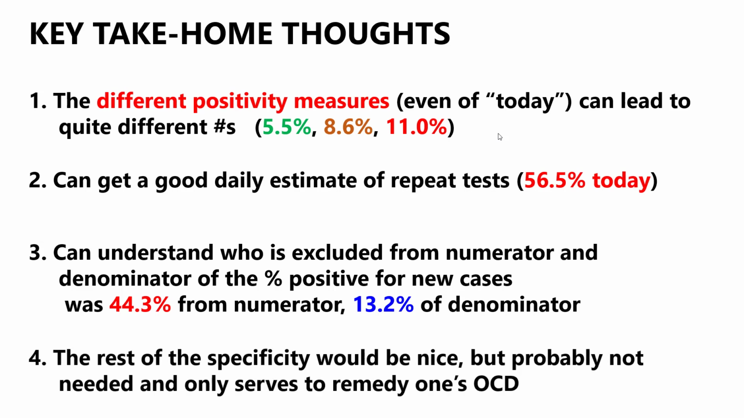And last but not least, the rest of the specificity would be nice, those 6 different phenotypes of people tested, but it's probably not needed and only serves to remedy one's OCD. So again, I hope that this at least gives you some idea of where the numbers come from. I'd love your feedback, and I'd love to know if people disagree or can get under the hood of this a little bit more.